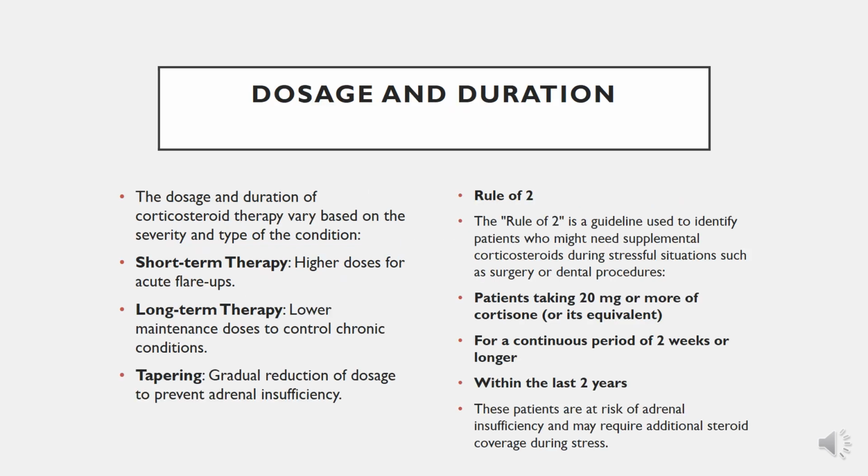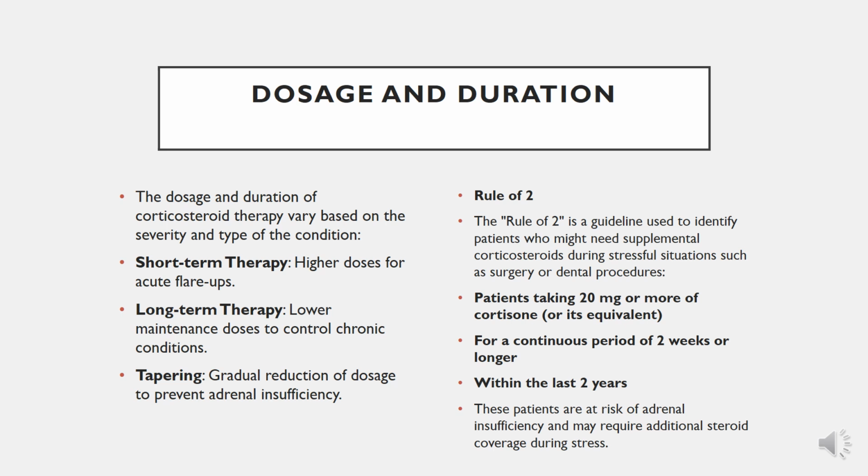Dosage and duration of corticosteroid therapy vary based on the severity and type of the condition. Higher doses are required for acute flare-ups. Lower maintenance doses are required to control chronic conditions. And tapering, that is, gradual reduction of dosage, is necessary to prevent adrenal insufficiency.